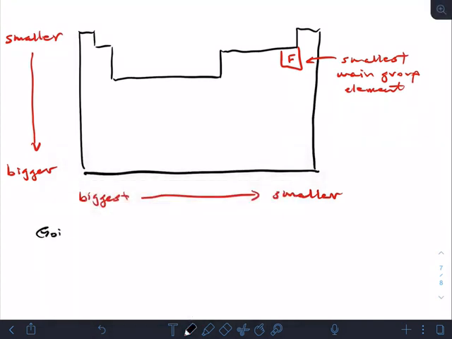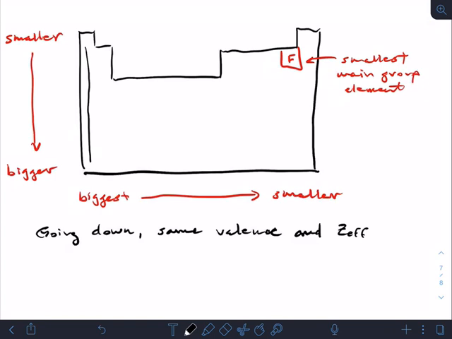Now why is that the case? So why does that trend hold? Going down the table, we have the same number of valence electrons. Thinking about everything in the alkali metals in this first column, everything here has a single valence electron. And in each case, the Zeffective is the same as well, because the core electrons in every situation will be the same as you go down. So sodium has 10 core electrons, potassium has 18, rubidium has 36. So we always end up with a Zeffective of 1 and a single valence electron.